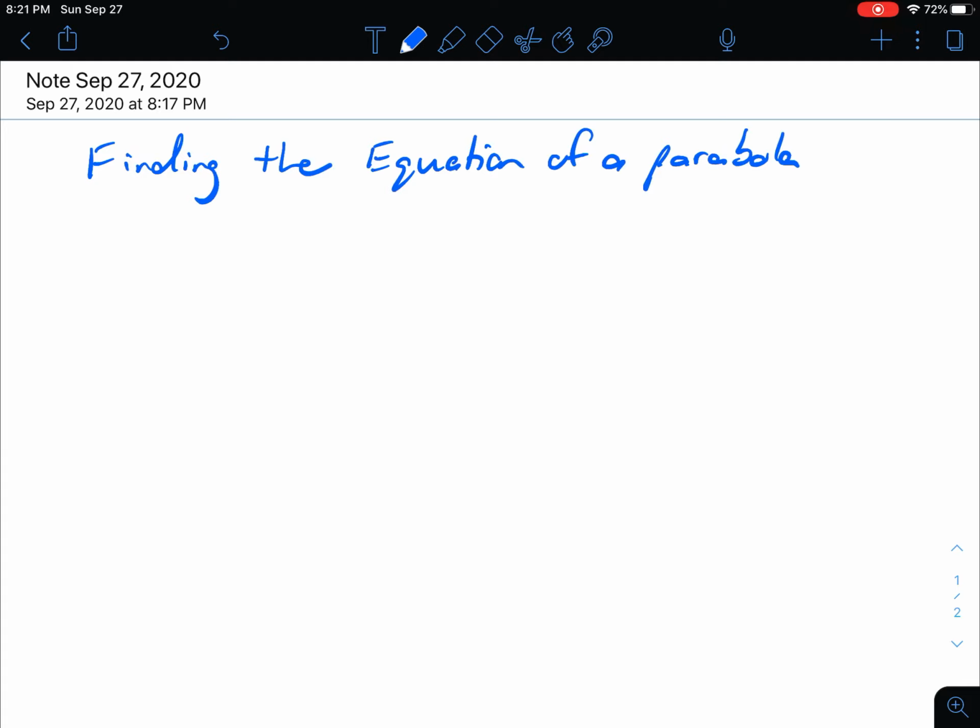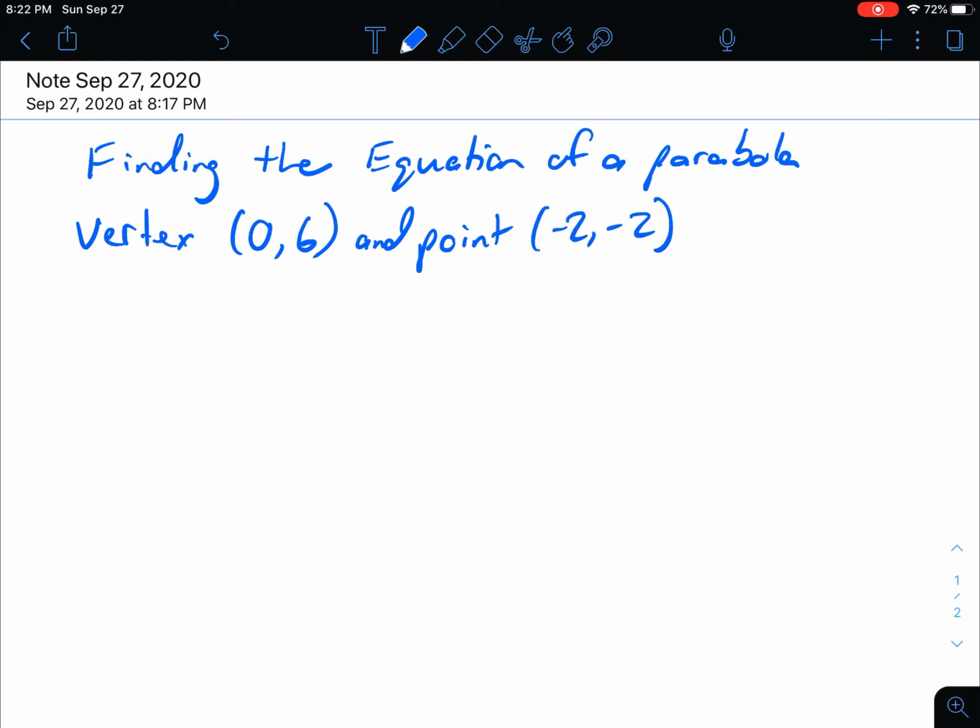In this video, I'm going to be showing you how to generate the equation of a parabola given the vertex and a known point. So my first example is going to be pretty simple here. Let's imagine I've got a parabola and my vertex is located at the point (0, 6). And I know a point: the point (-2, -2) is on the parabola. Okay, so we can find the equation of this.